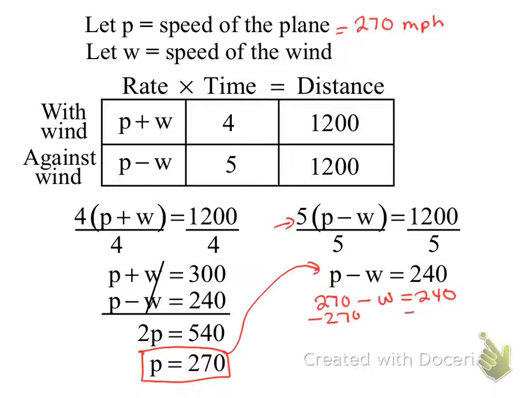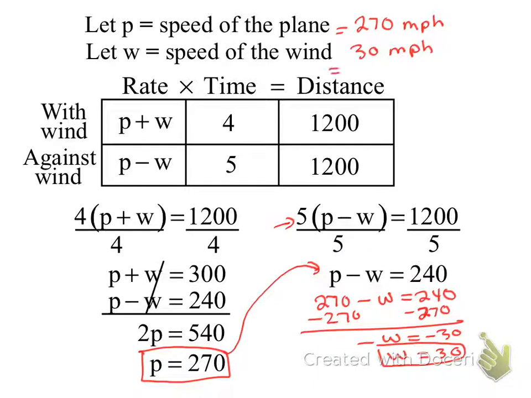Subtract 270, subtract 270, and I get negative wind equals negative 30. So wind is equal to 30. So the wind speed is 30 miles per hour, and the plane speed is 270 miles per hour. Now we have the ability to also find the actual speed the plane was going with wind: 270 plus 30 would be 300, right? And this would be 240. Does that make sense?